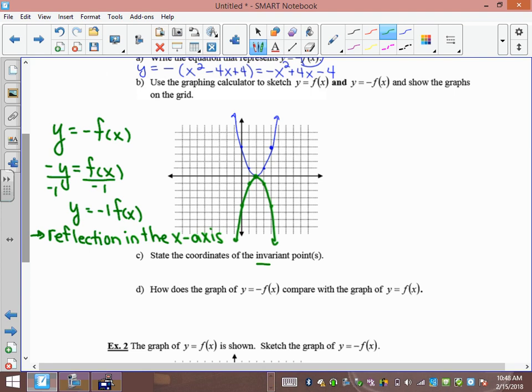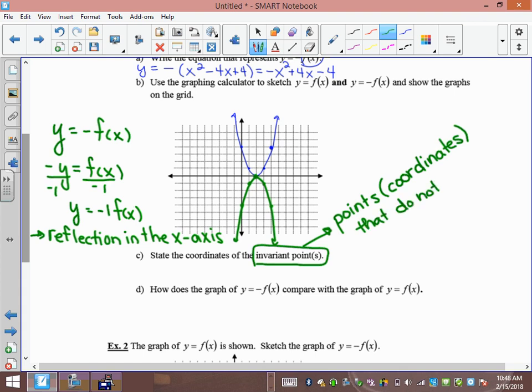Invariant points are points that do not change. Very important. They ask for these. Points, also known as coordinates, that do not change. Okay?